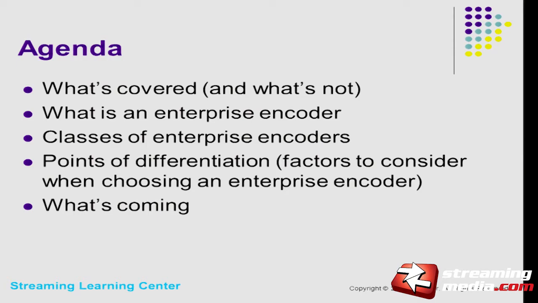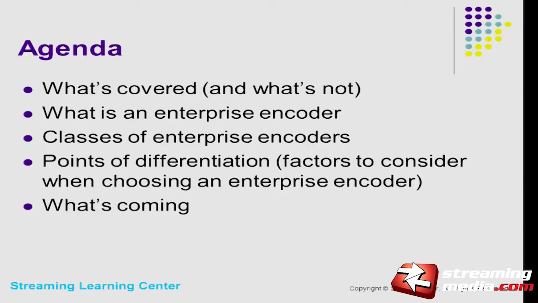I call them Swiss Army knife, fast transcoders, and workflow systems. So before you even start shopping, you want to know which type of system you want to buy, because they're different products for different needs. And then once we identify the various systems, we'll look at the points of differentiation, or the factors to consider when choosing an enterprise encoder. And then we'll look a little bit at what's coming.